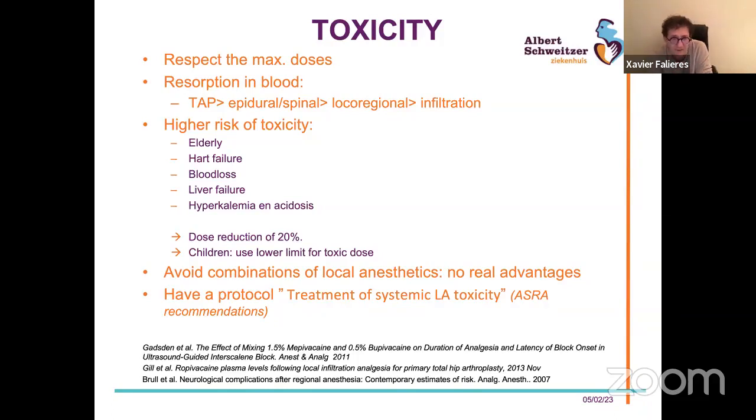You won't have the advantage of a short onset time and a long working block when you're mixing a short acting and a long acting. And have a protocol, please, a very short protocol, for the treatment of systemic local anesthetic toxicity. You look at the ASRA recommendations.